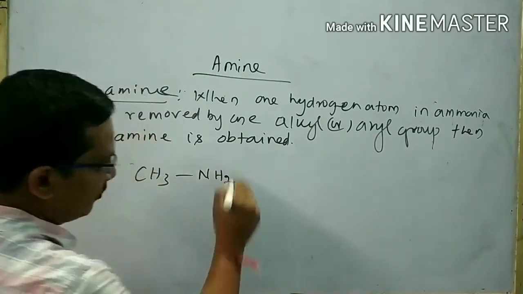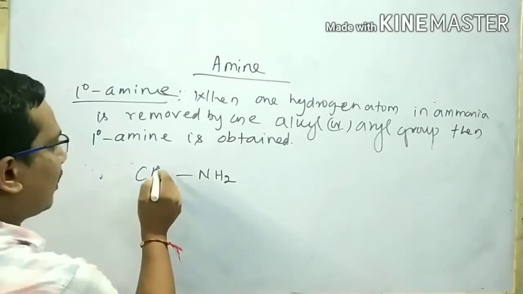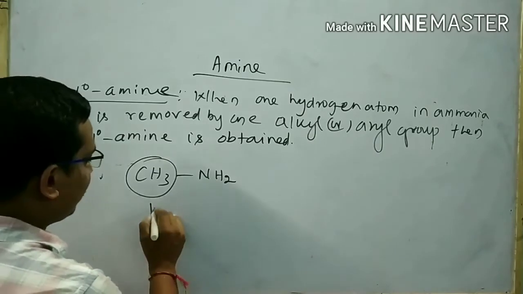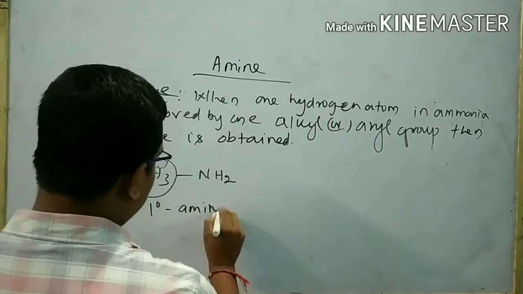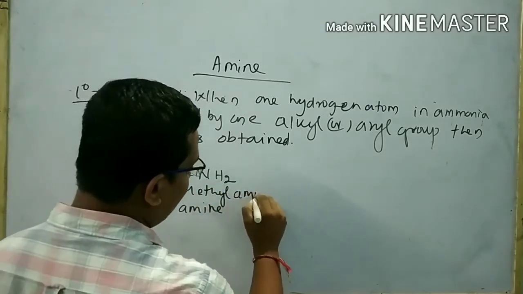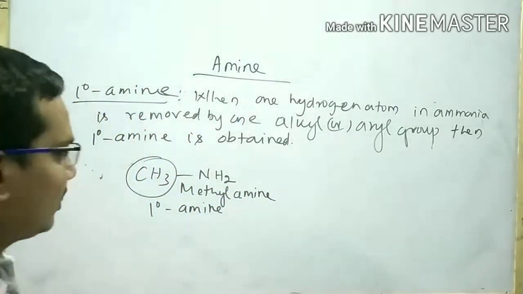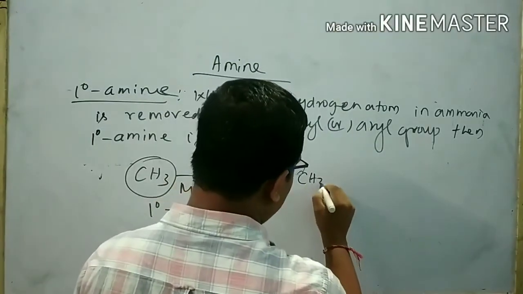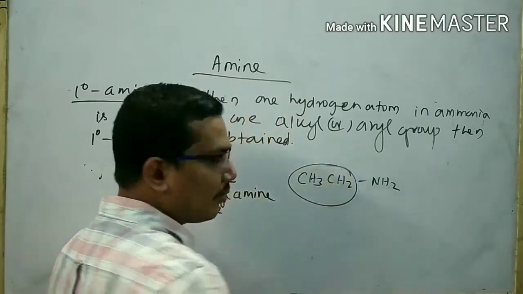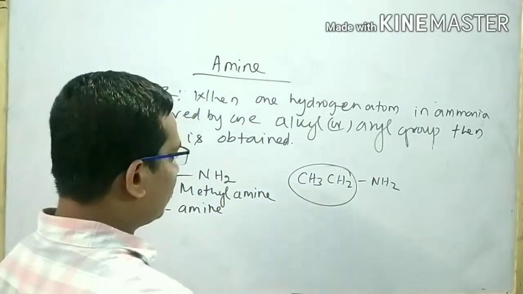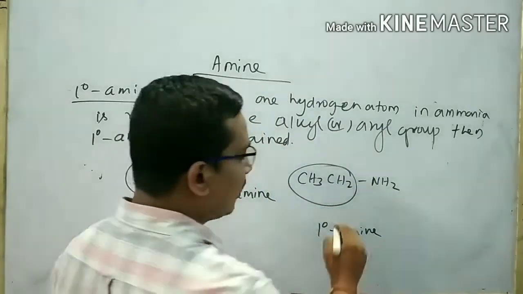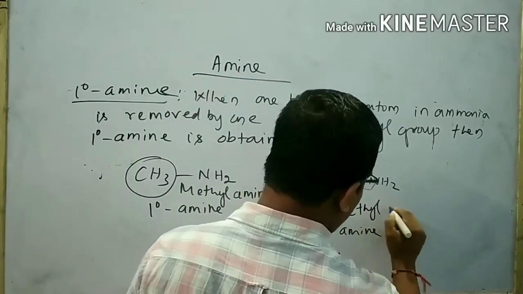CH3NH2. Here one alkyl group is present, so that is said to be 1 degree amine. Its name is methylamine. Suppose take another example, CH3CH2NH2. Here one alkyl group is present, so this is said to be 1 degree amine, and its name is ethylamine.